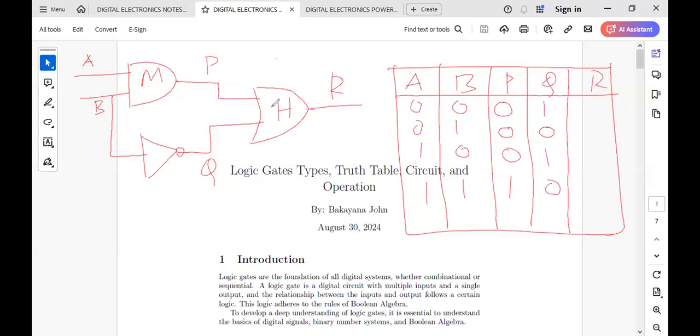So can someone work out R? R combines P and Q, and it combines P and Q in an OR gate. OR means we simply add. So P plus Q to get R, 0 plus 1. So this will be a 1, a 0, a 1, and a 1. So our final result, R, would be that one.